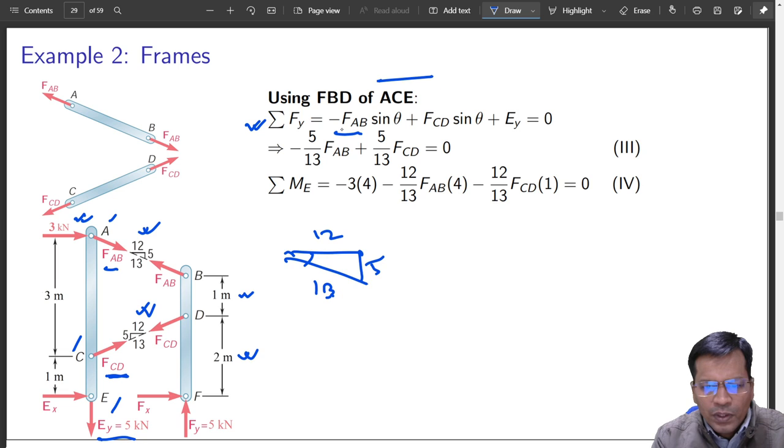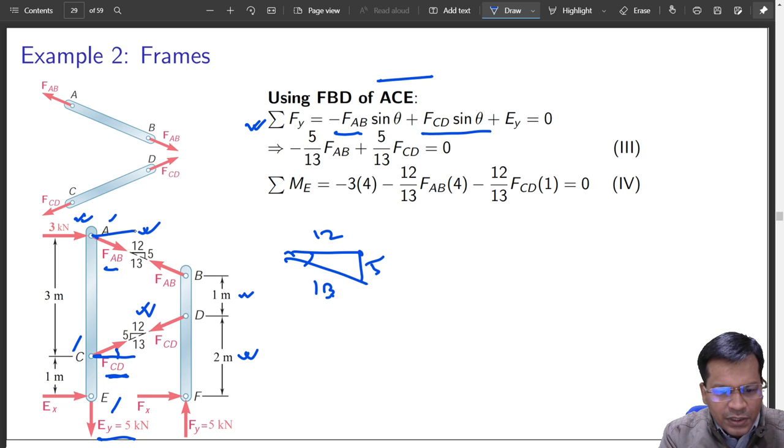So minus FAB sin theta, FCD sin theta, if this is theta, because both were symmetrically placed, so both the angles are same. Ey is the vertical force over here. So the vertical component of this force, the vertical component of this force, and this force should equate.